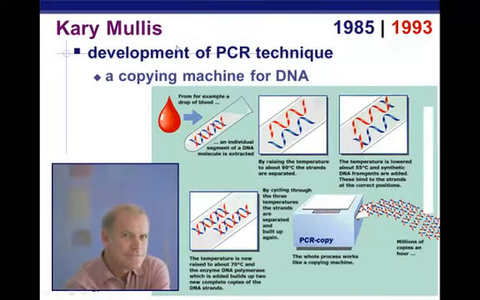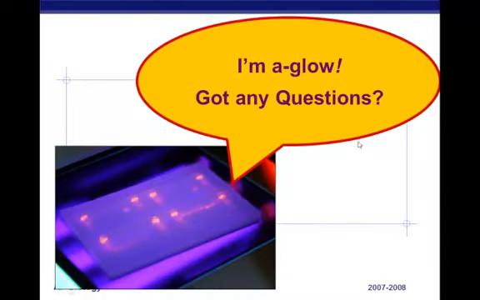This process was invented by a guy named Kary Mullis, and he received the Nobel Prize for this technique. And basically it's a copy machine for copying DNA. Pretty useful tool. We're going to stop right there.